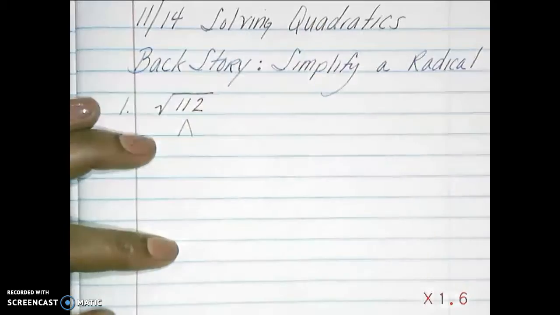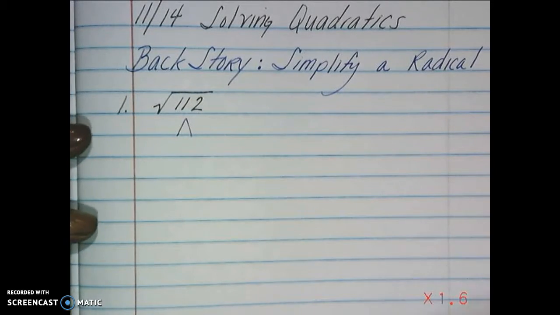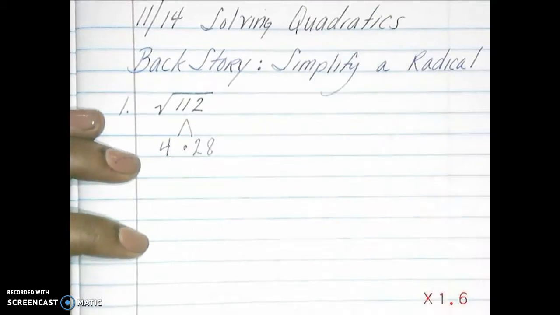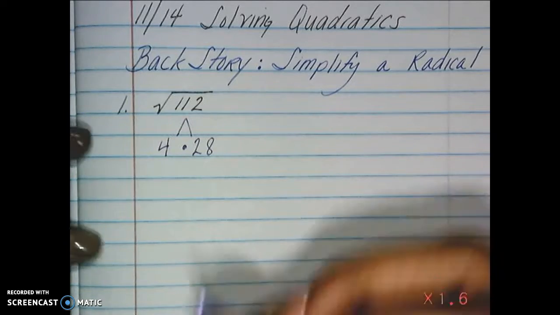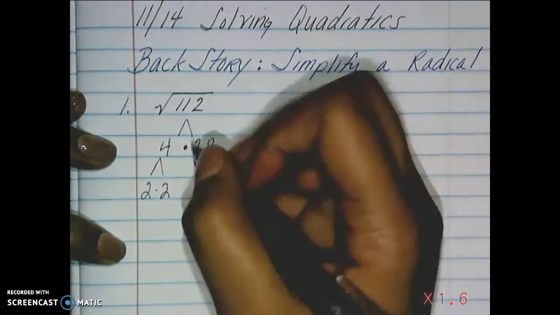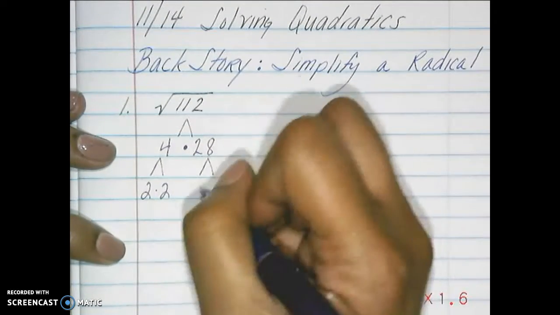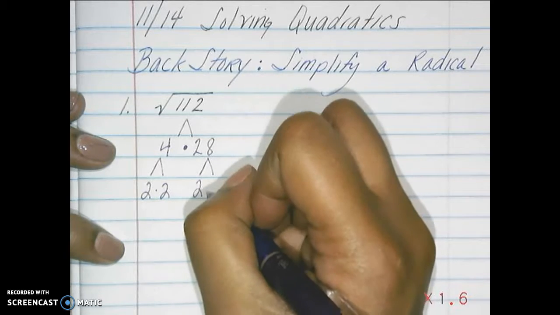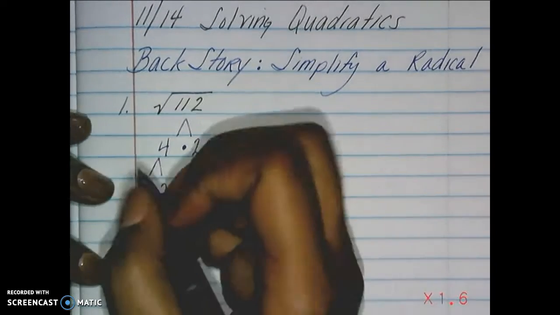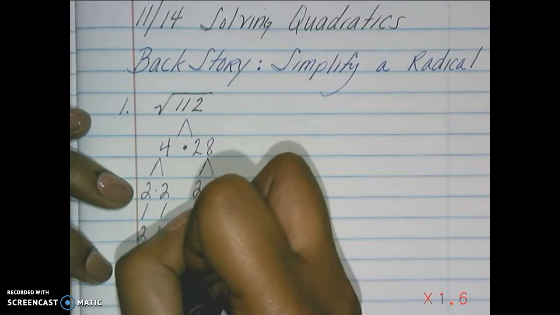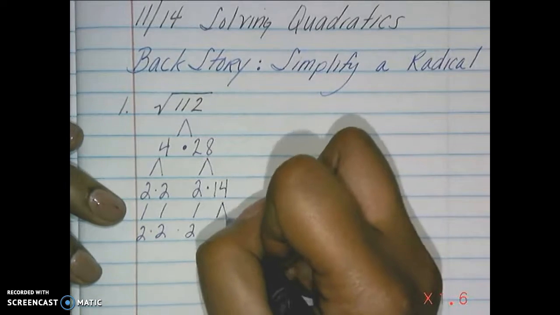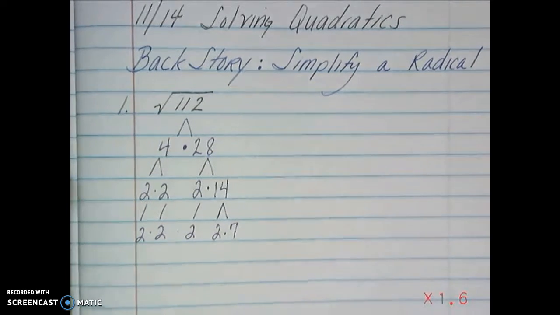So there are two numbers that multiply to give you 112, and those two numbers are 4 and 28. Now 4 is 2 times 2, and for 28 we can use 2 and 14 like we did in class, or we can use 7 and 4. Either way, it's still going to come out with the same thing. We can't do anything with the 2s, we're just going to bring that down. These are all being multiplied. And then with 14, we can get 2 times 7.